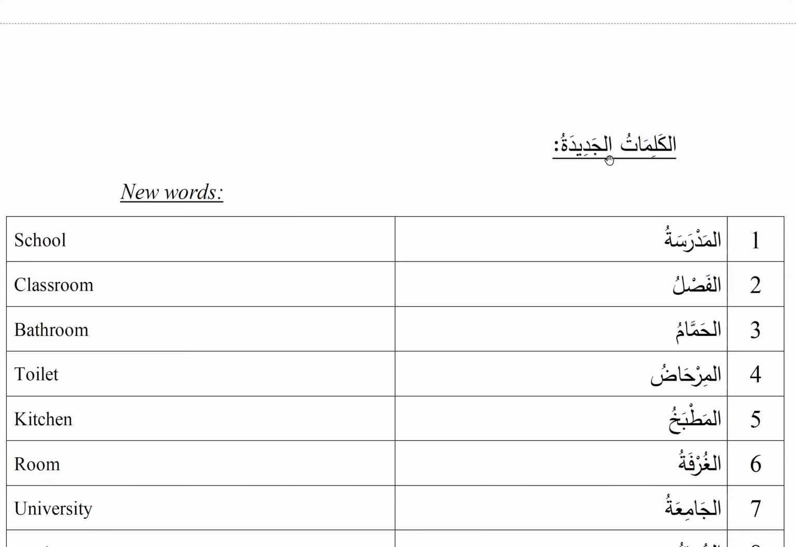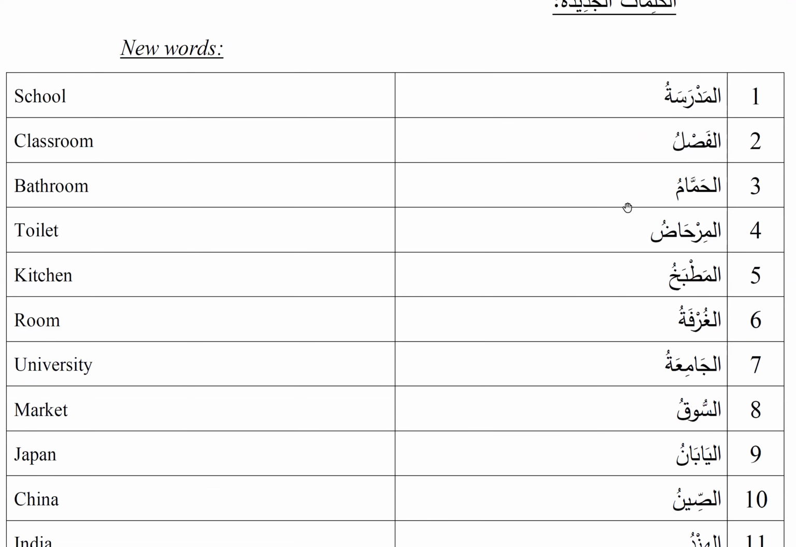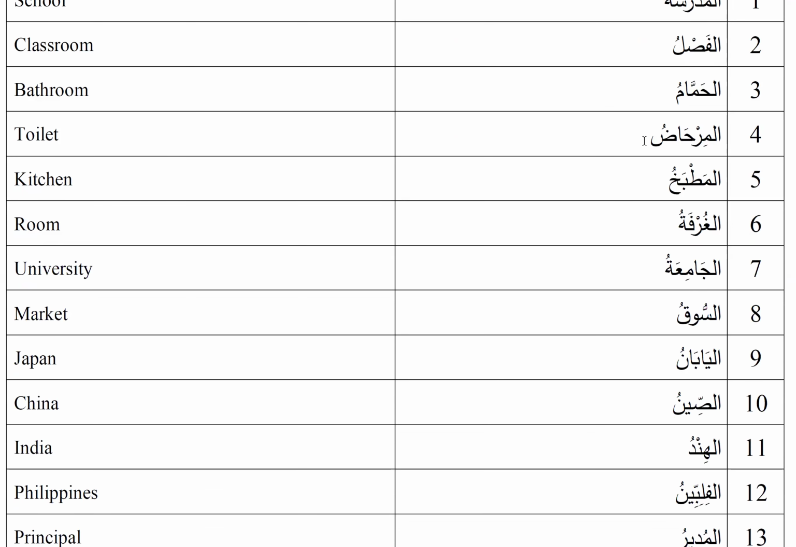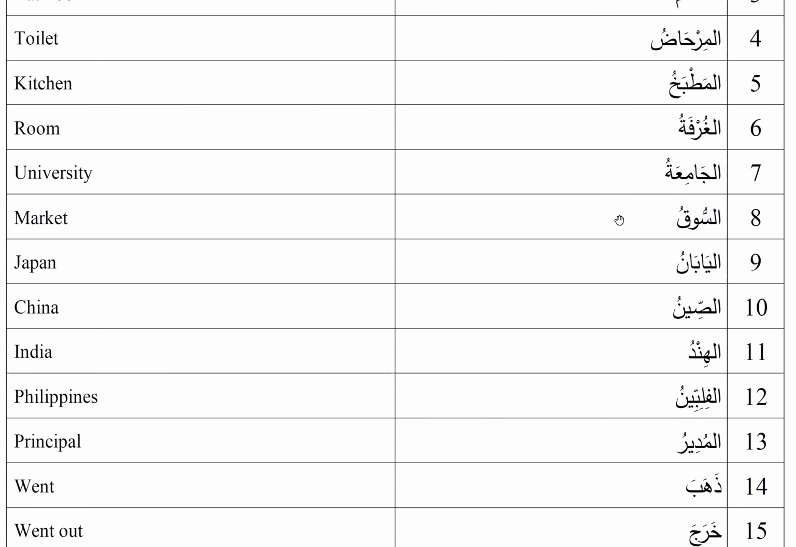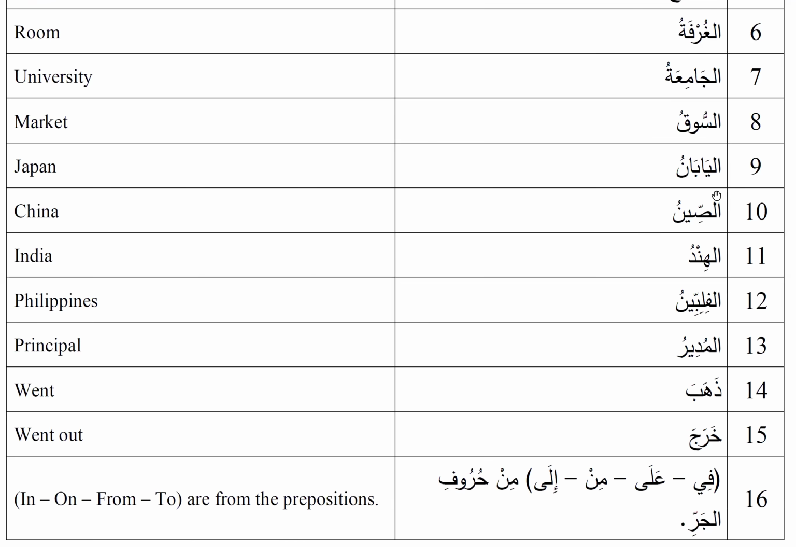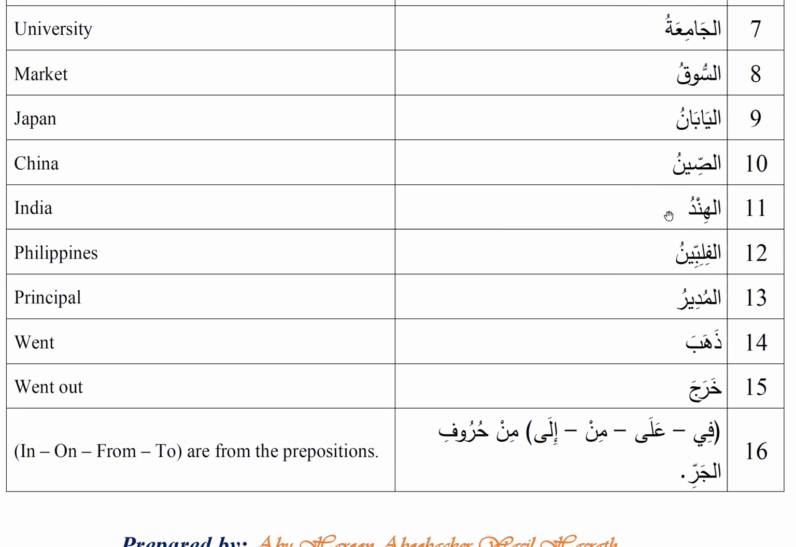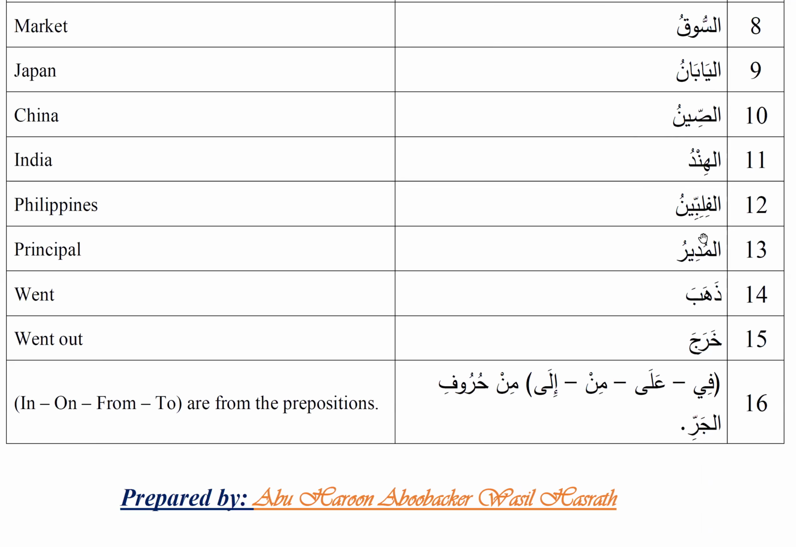And finally we have the kalimat jadida, new words. Al-madrasatu means school. Al-faslu, classroom. Al-hammamu, bathroom. Al-mirhadu, toilet. Al-matbakhu, kitchen. Al-ghurfatu, room. Al-jami'atu, university. Al-suqu, market. Al-yabanu, Japan. Al-sinu, China. Al-hindu, India. Al-filipinu, Philippines. Al-mudiru, principal. Dhahaba is went. Kharaja, went out. And fi, ala, min, ila, they mean in, on, from, and to respectively. Min huruf al-jar, they are from the prepositions.